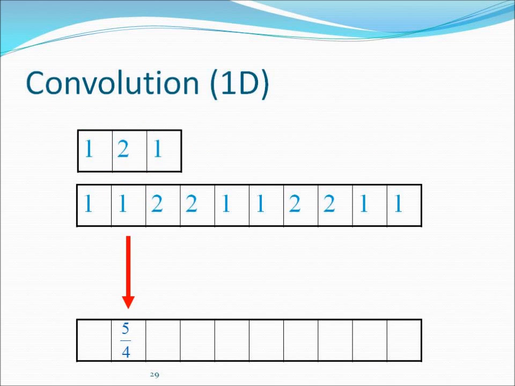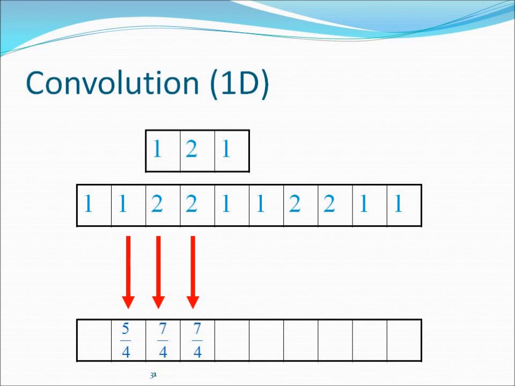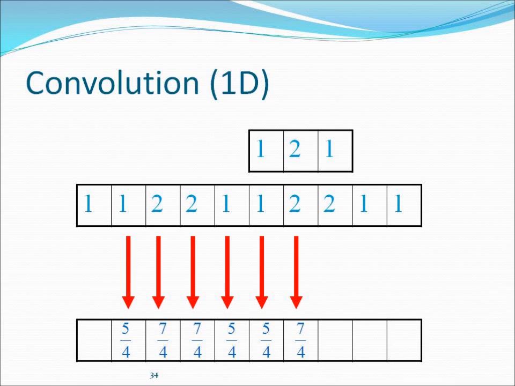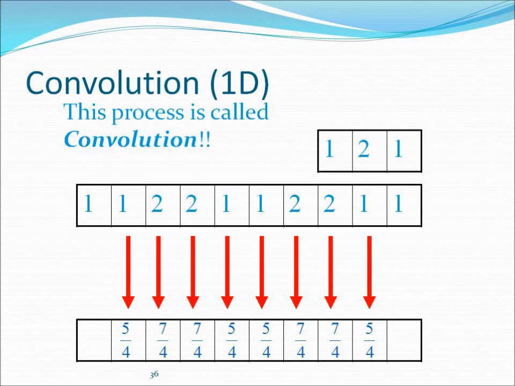This response is then divided by 4, which is the weight of the filter, 1 plus 2 plus 1. Similarly, we get the rest of the values as 7 by 4, 7 by 4, 5 by 4, 5 by 4, 7 by 4, 7 by 4, 5 by 4. This process is called convolution.